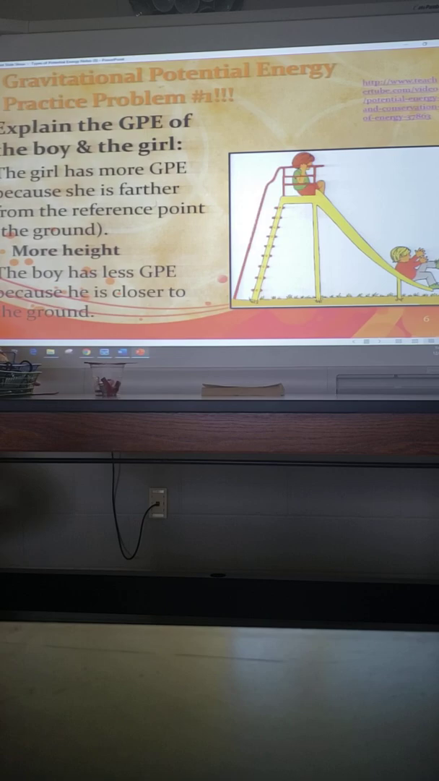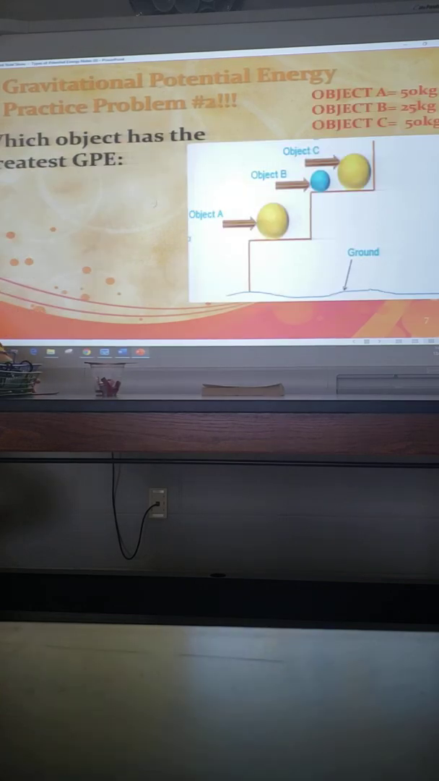Okay, so now let's look at this. Oh, sorry. He has less height. She had more, so more GPE. He has less height, so less GPE. And next year, we'll actually calculate these. There's a formula for GPE. It's mass times gravity times height. So gravity is a constant, but the mass and the height can change. And so we'll actually calculate those next year.